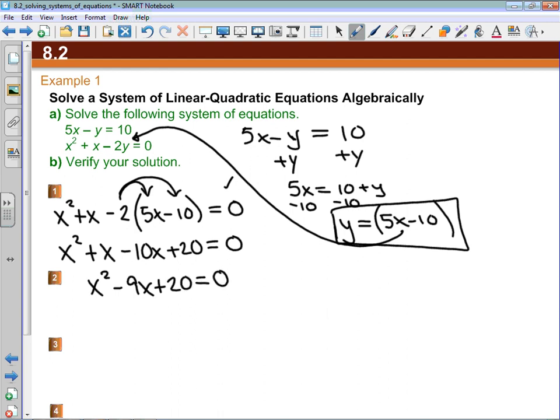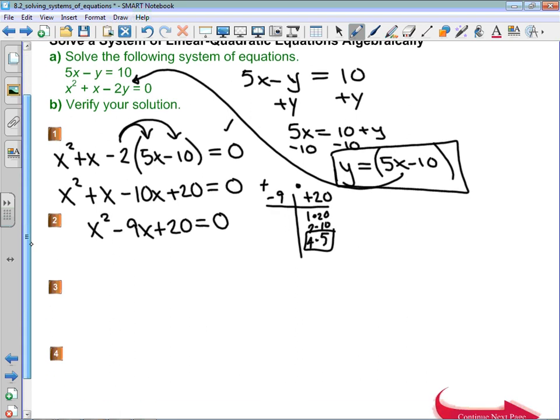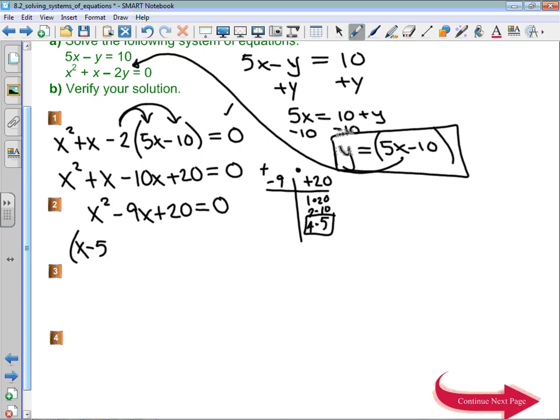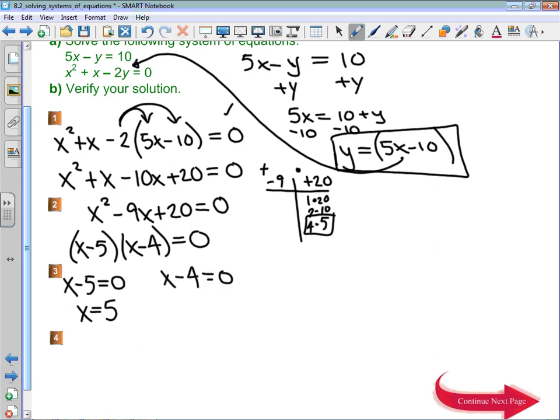I'll write that t-chart. I am looking for two numbers that multiply to positive 20, and they have to add to negative 9. The factors of 20 are 1 times 20, 2 times 10, 4 times 5, and I'm going to stop there. Because 4 plus 5 is positive 9, but negative 4 times negative 5 is positive 20, and negative 4 plus negative 5 is negative 9. So my quadratic factors into (x minus 5)(x minus 4), and that's equal to 0. Now this gives me two solutions. Either x minus 5 is equal to 0, which is to say that x is equal to 5, or x minus 4 is equal to 0, which means that x is equal to 4.